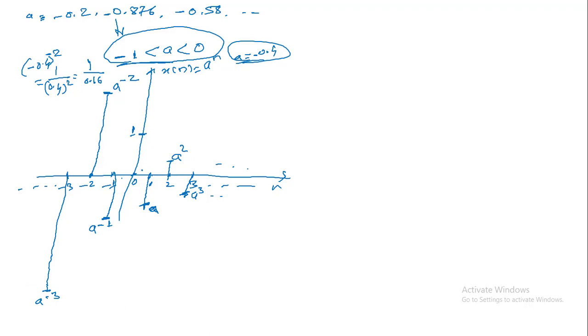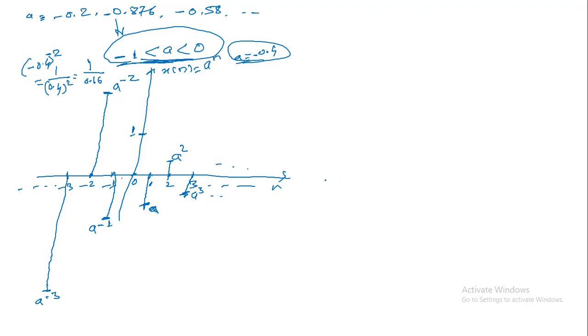So like this, again this signal is decreasing, but the samples are having positive or negative values, right? So this is how this exponential signal is represented when you are taking the value of a within this range, that is -1 less than a less than 0.